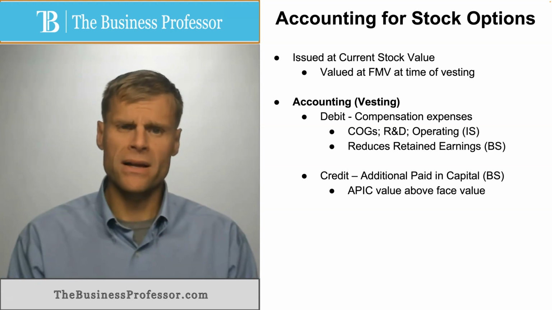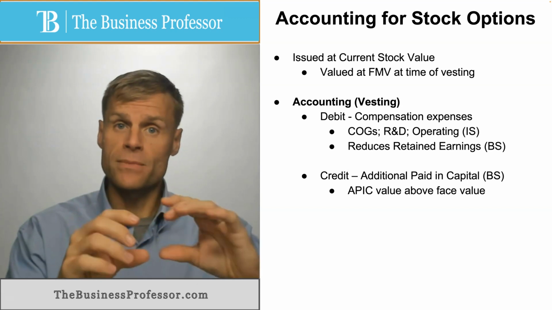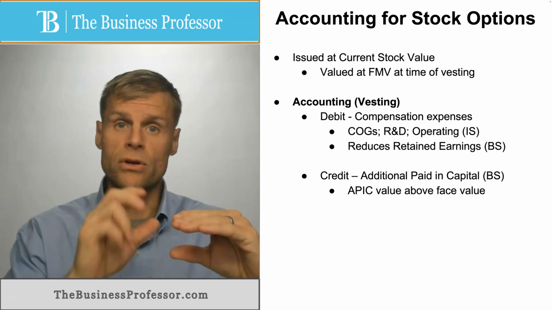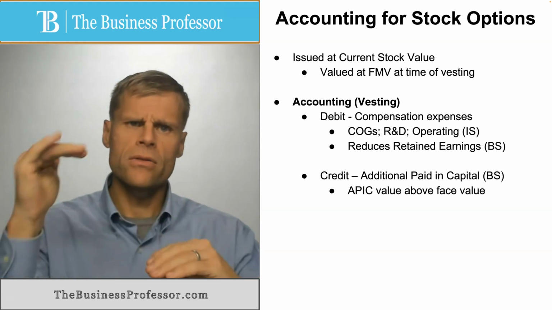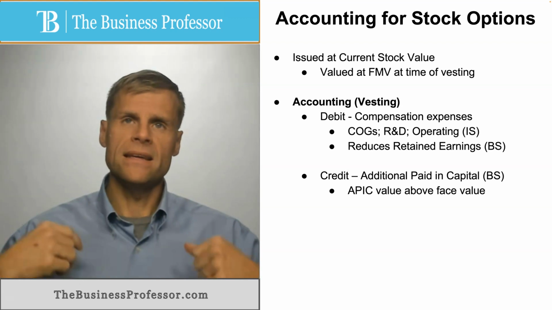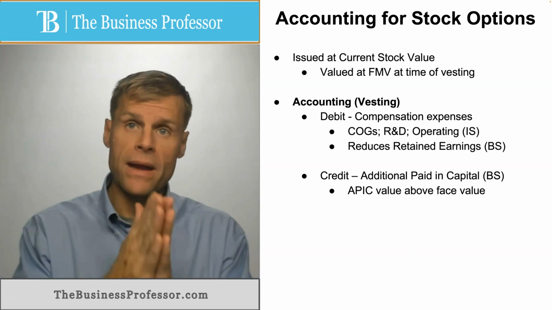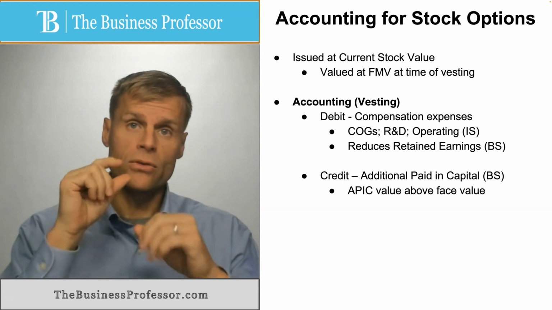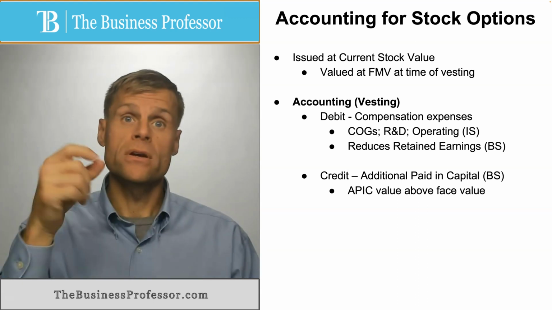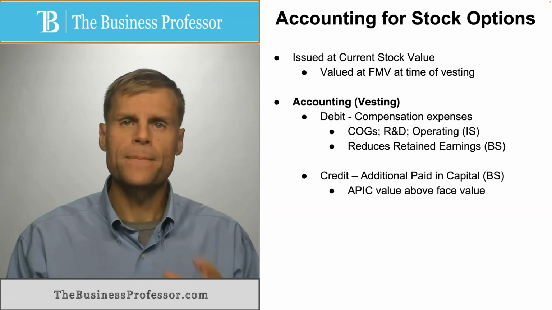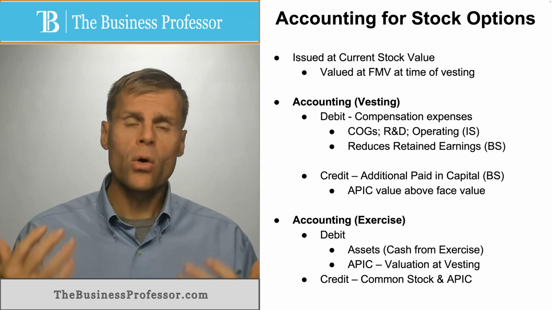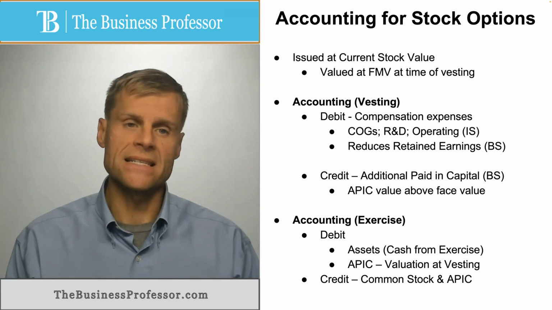So if the option strike price is $10, meaning when it was issued, the underlying stock was valued at $10, so you could purchase stock at $10. Now the value of the stock has risen to $15. Well, the additional paid-in capital, the amount above the face value, you would credit for that difference, $5 per option.